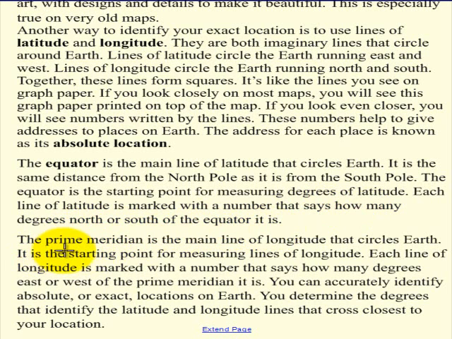The prime meridian is the main line of longitude that circles Earth. It is the starting point for measuring lines of longitude. Each line of longitude is marked with a number that says how many degrees east or west of the prime meridian it is. You can accurately identify absolute or exact locations on Earth. You determine the degrees that identify the latitude and longitude lines that cross closest to your location.